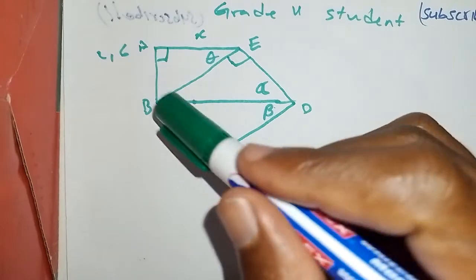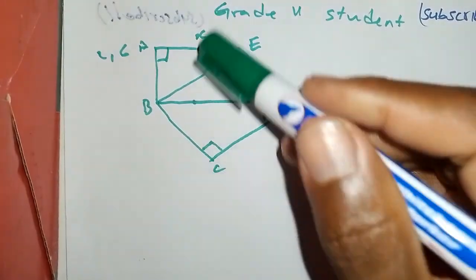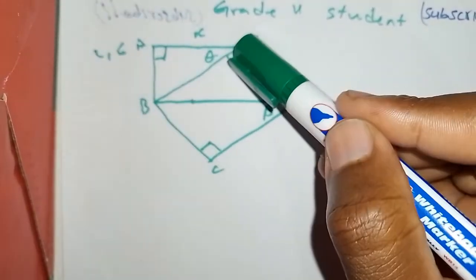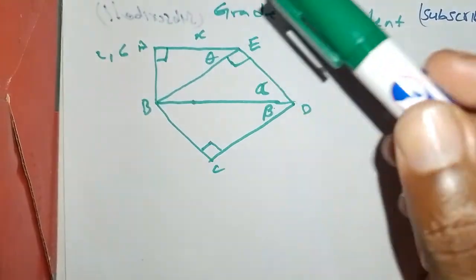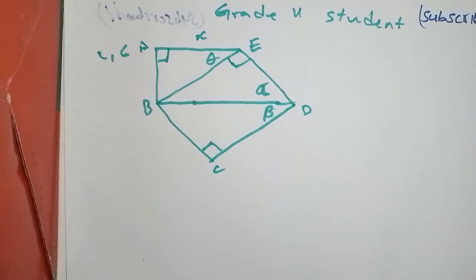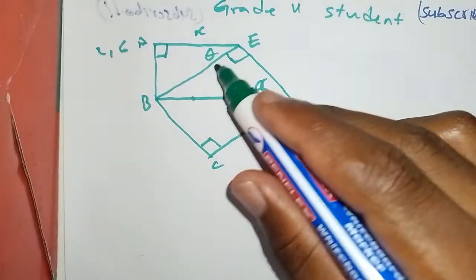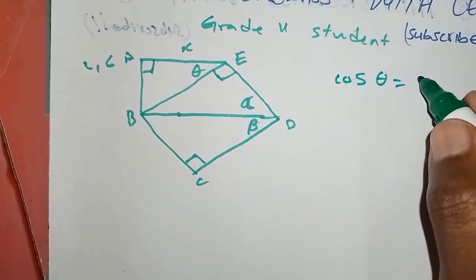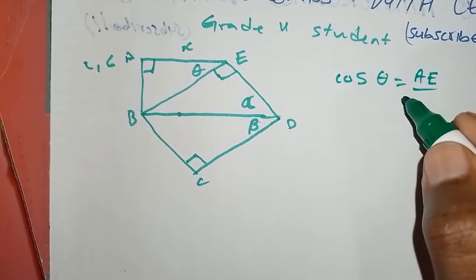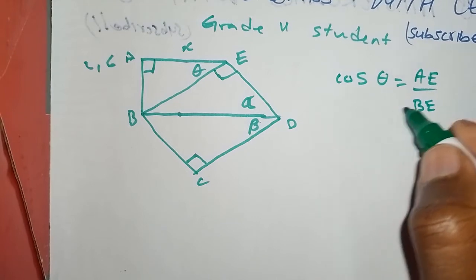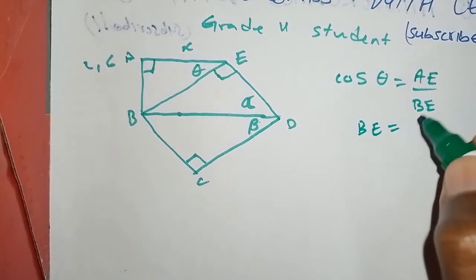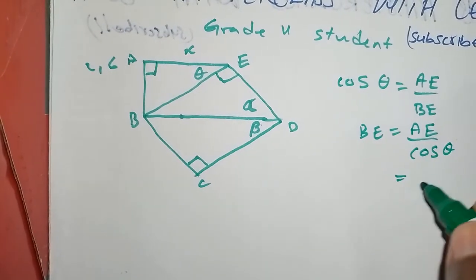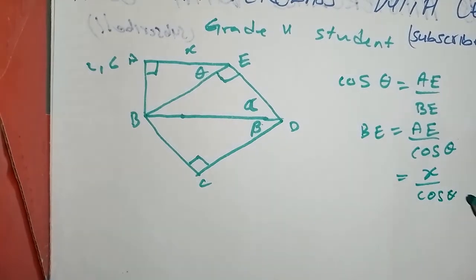I can easily calculate side BE. Why? Because I have X. What is X? If I look at this, this is my opposite, this is my adjacent, this is my hypotenuse. BE is my hypotenuse, AB opposite, AE adjacent. So I can use cos, because this is my angle. I can use cos to calculate the hypotenuse, which is BE. So cos of theta is equal to adjacent, which is AE, over hypotenuse BE. Then BE is equal to AE divided by cos theta. What is my AE? It's X over cos of theta, right? I got the BE now.